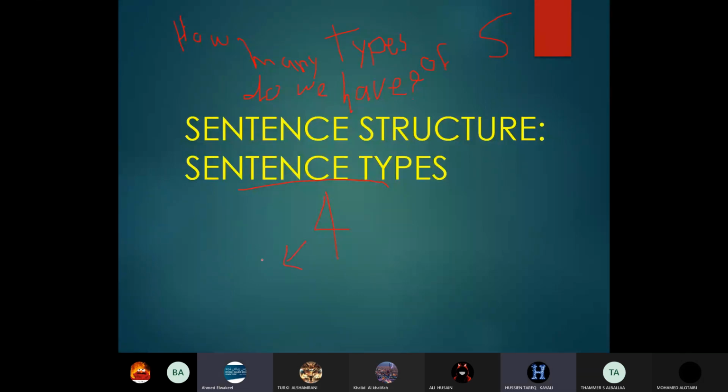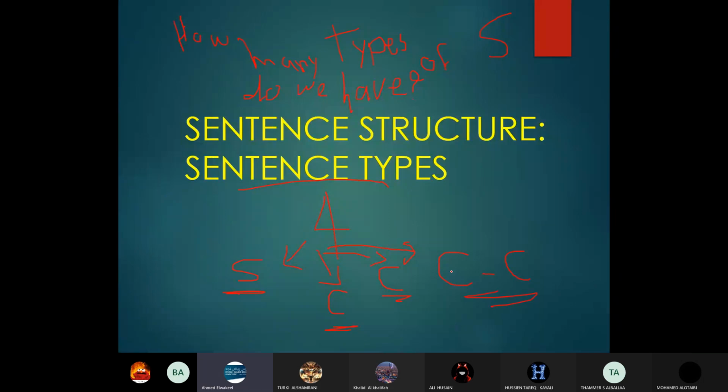Simple. Compound. Complex. And the compound complex. So, 4 types of sentence: simple, compound, complex, and compound complex.